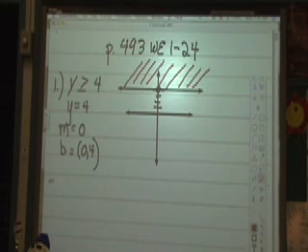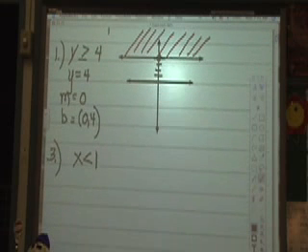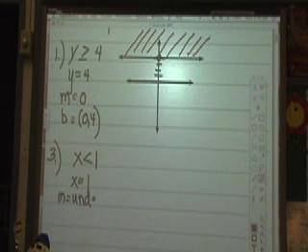Number 3. X is less than 1. What's the boundary equation, Nicholas? X equals 1. What kind of line is that? Vertical line. So their slope is 0? Not 0, that's a horizontal. The slope is undefined. Right, and it does not cross the y-axis, does it? No, unless it is the y-axis.